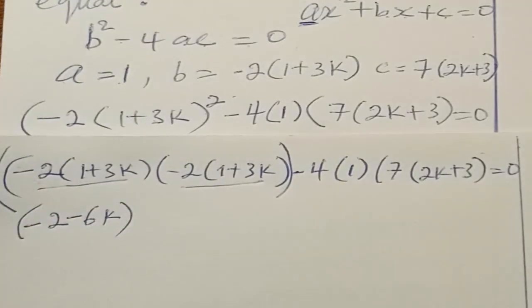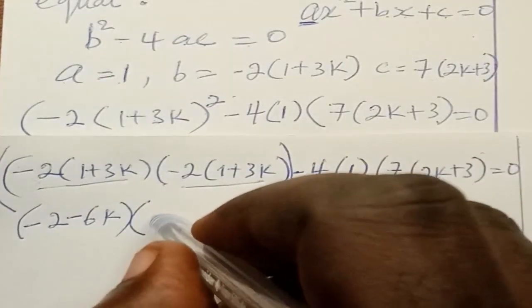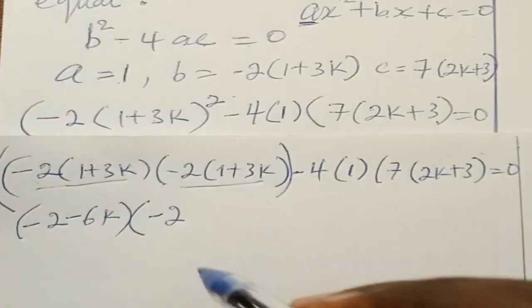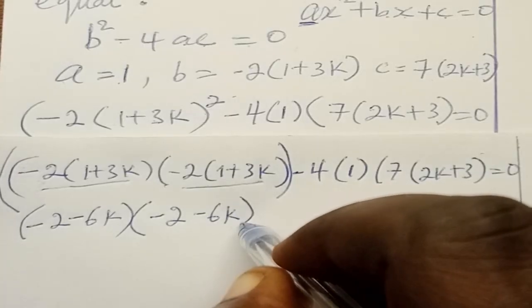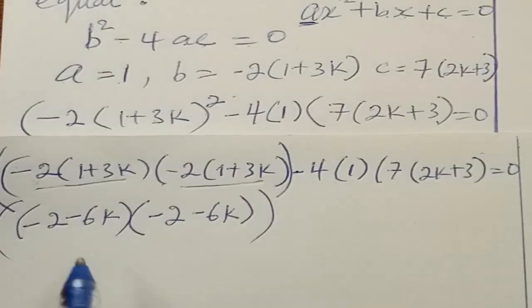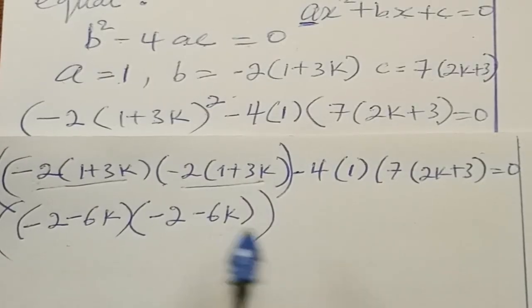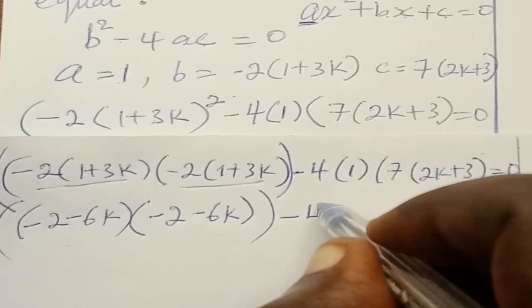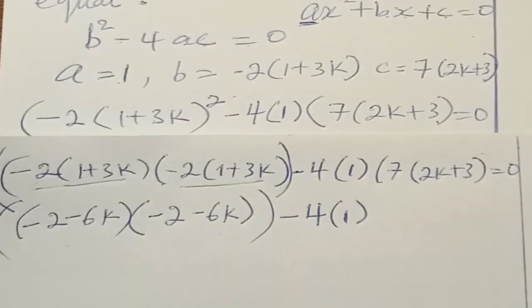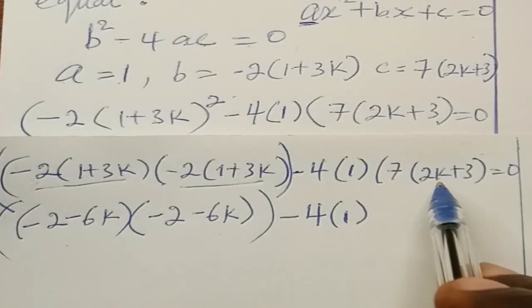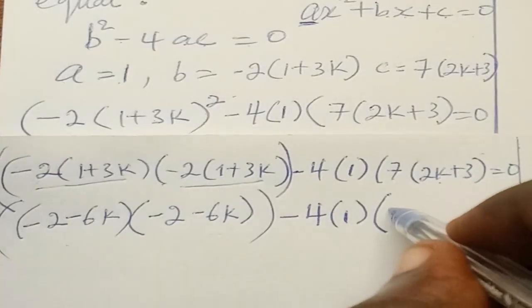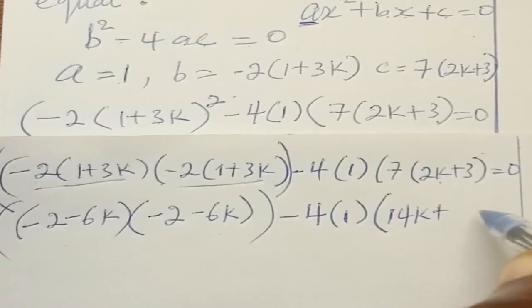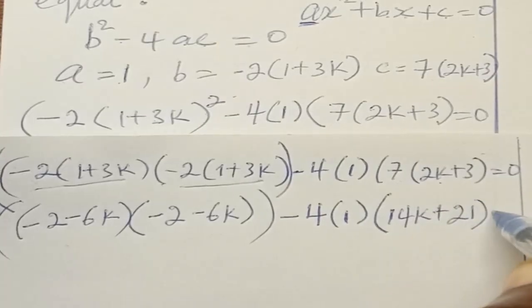Let's rewrite the bracket again. Let's come and write this bracket as well. Minus 2 into this gives us minus 2. Minus 2 times plus 3k, minus 6k. So this is just what we have again. Now we have rearranged. Let's rewrite this again. Minus 4 into 1. So 7 times 2k, let's put it in the bracket, 14k, plus 7 times 3 is 21, is equal to 0.